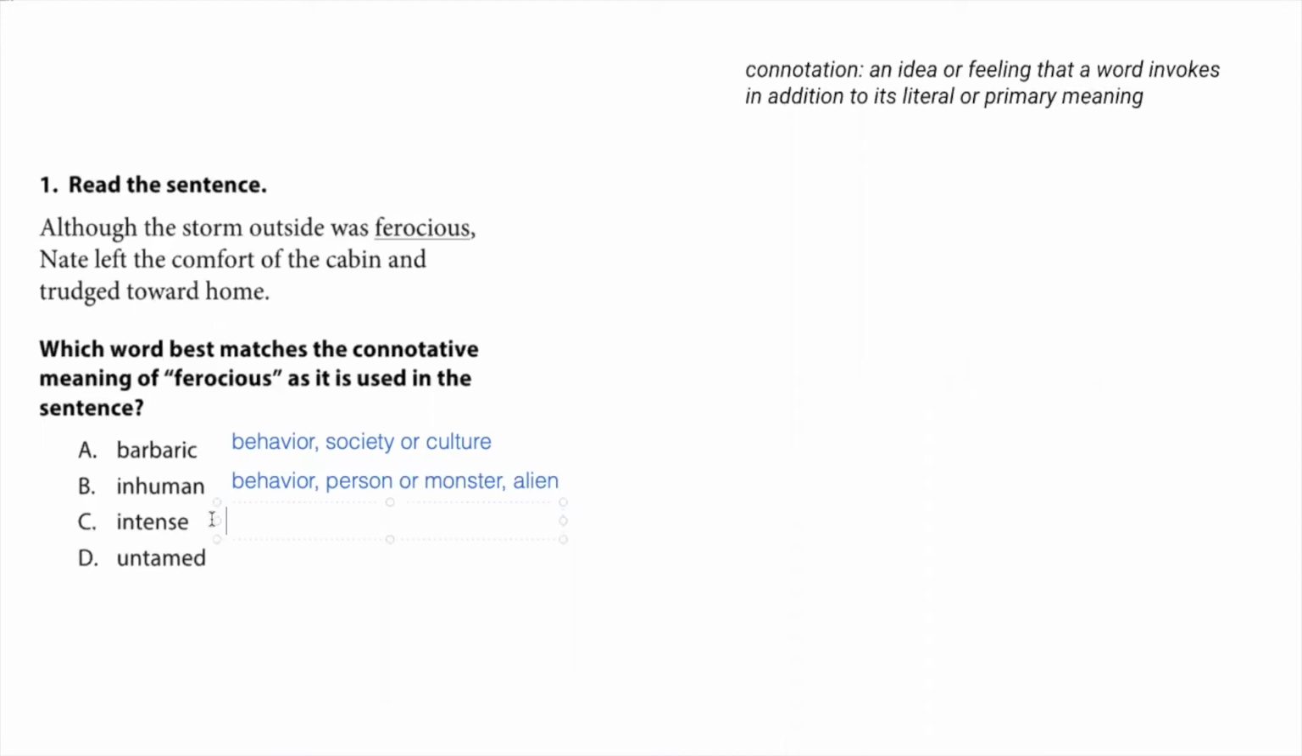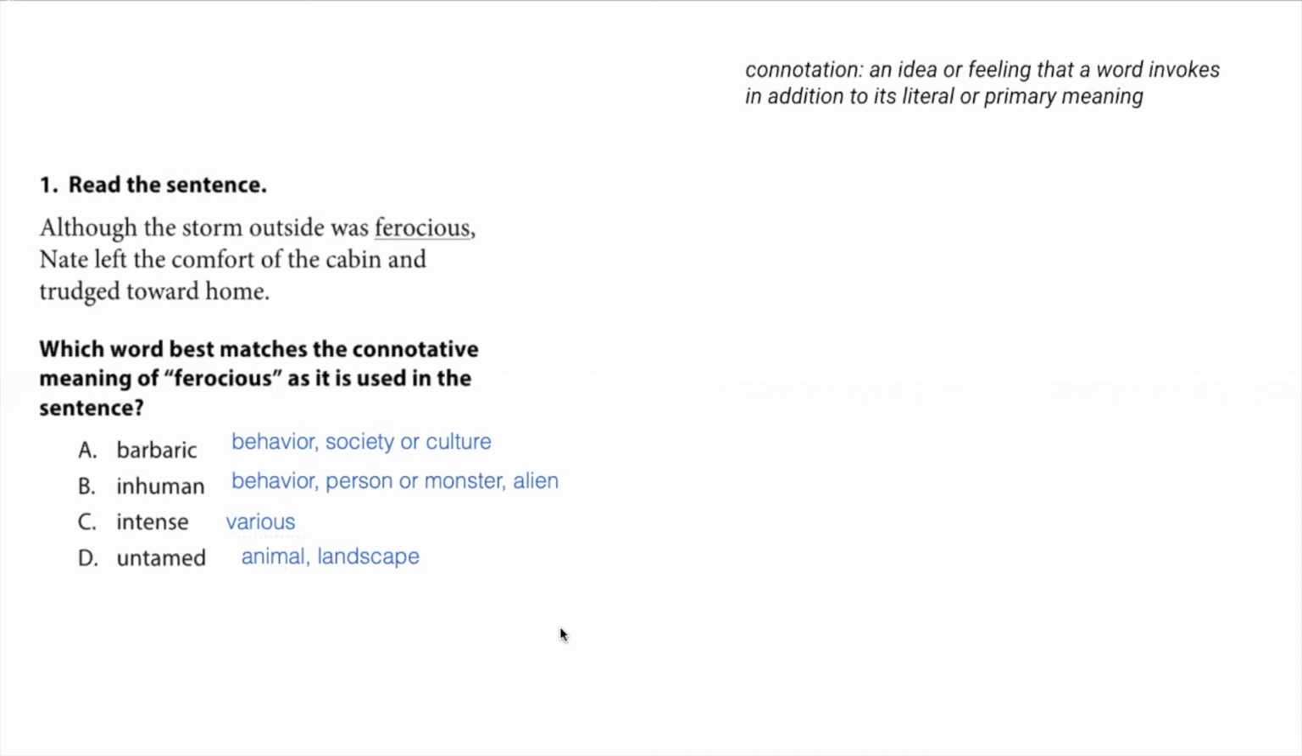Intense has wide-ranging meanings. It could be used to describe all kinds of things. I'll just put various to indicate that. And untamed is usually used to describe either an animal or a landscape. You could talk about an untamed wilderness, like a forested area that has no man-made structures in it, that's very wild.